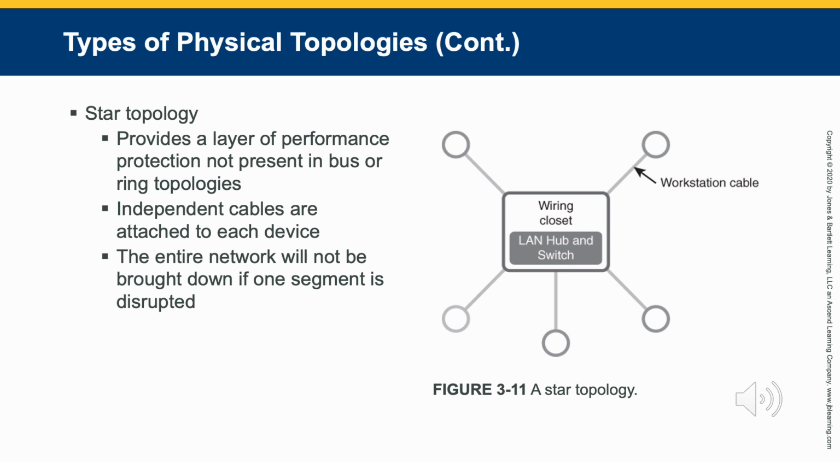A star topology provides a layer of performance protection not present in bus or ring topologies. Independent cables are attached to each device. The entire network will not be brought down if one segment is disrupted. This is pretty much what we use today.